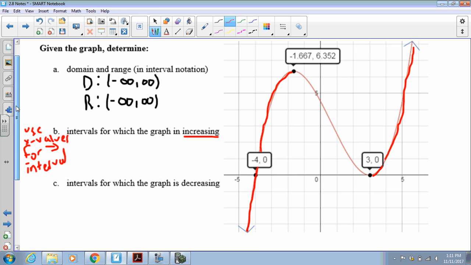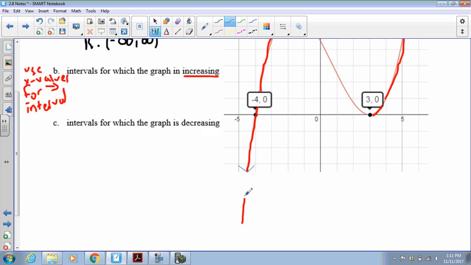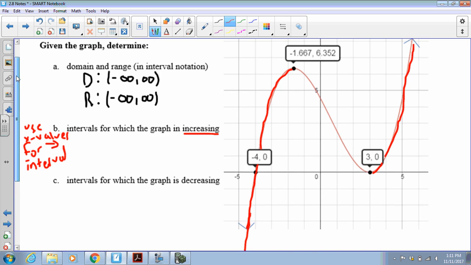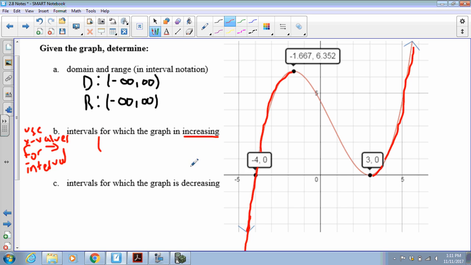Okay. Now notice, the graph is coming from the negative position, from our x values. So it's coming from negative 5, negative 6, negative 7, negative 8, etc. So remember, if it's going from the negative direction here, that means we're going to start from negative infinity. Now we stop at our first turning point. Remember we talked about those. So here at this point, negative 1.667, 6.352, that is what we call a turning point. That just means that our graph is now going from increasing to decreasing, or vice versa.